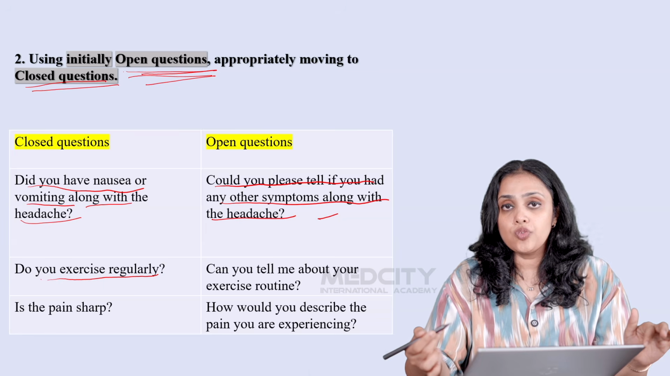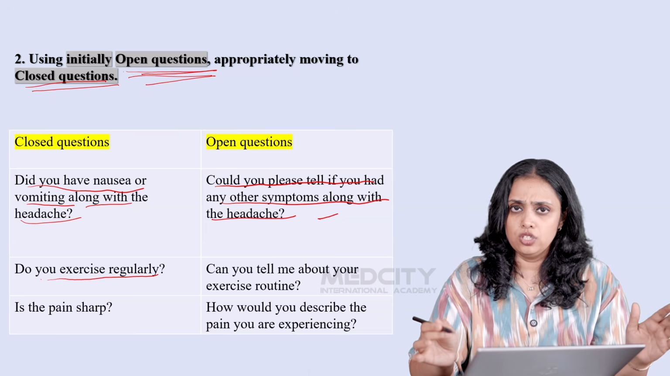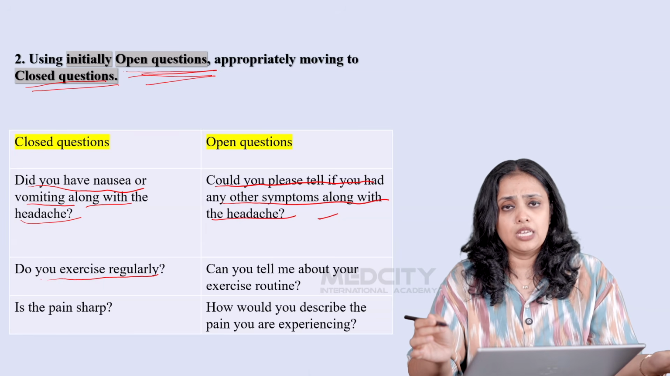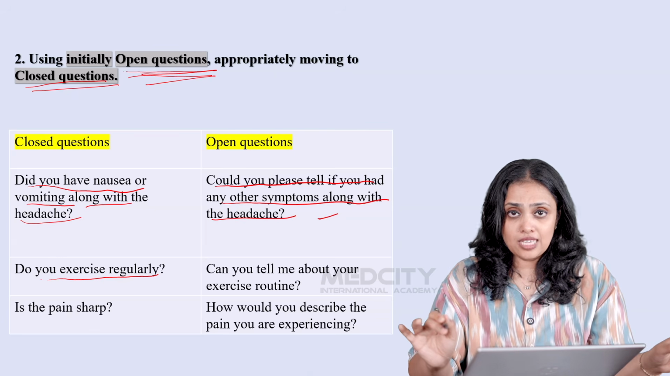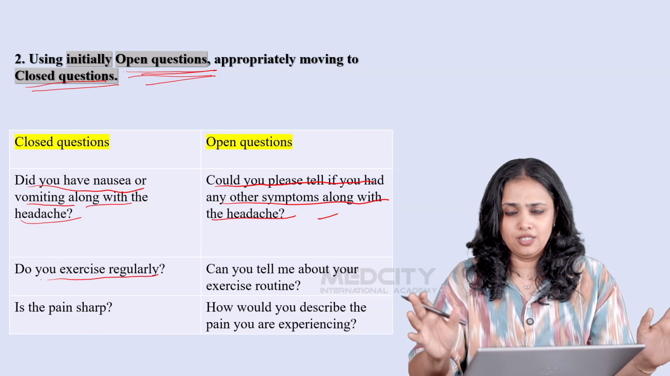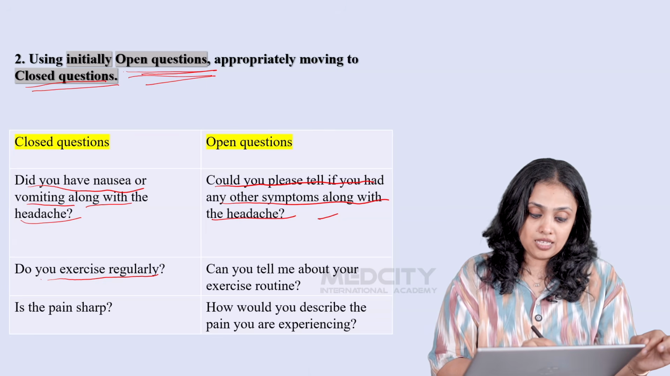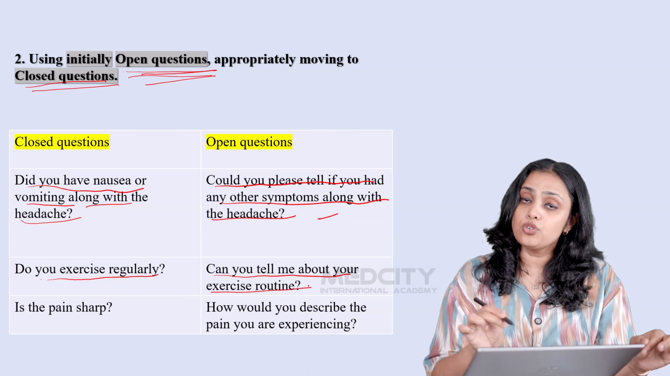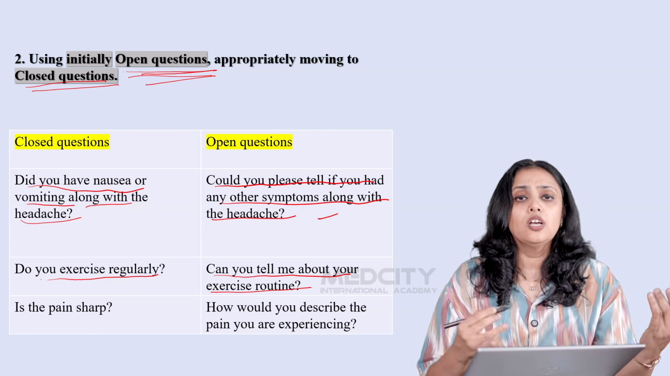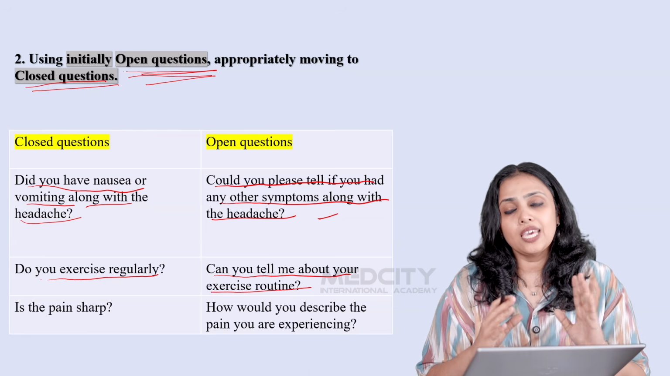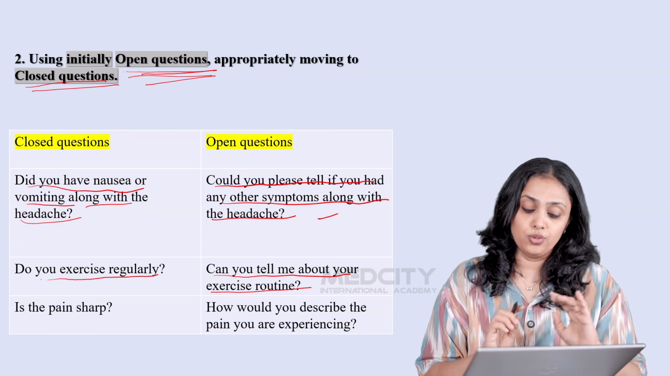Now another situation. Do you exercise regularly? That's a closed question. The patient can say yes or no. But if you want the patient to answer flexibly, freely, then you should ask, can you tell me about your exercise routine? You're asking a general question, allowing the patient to speak in general about his exercise routine.